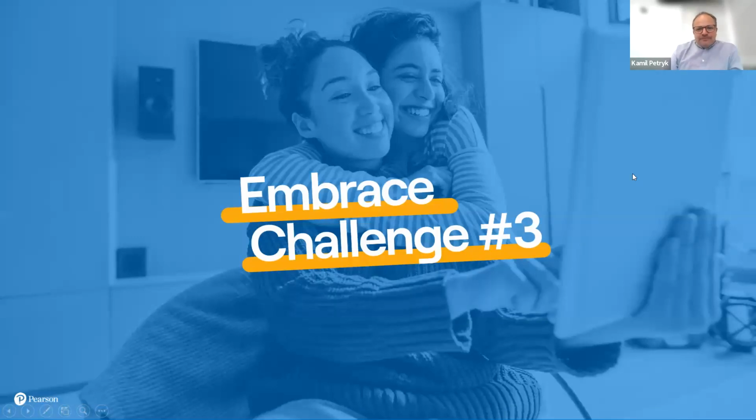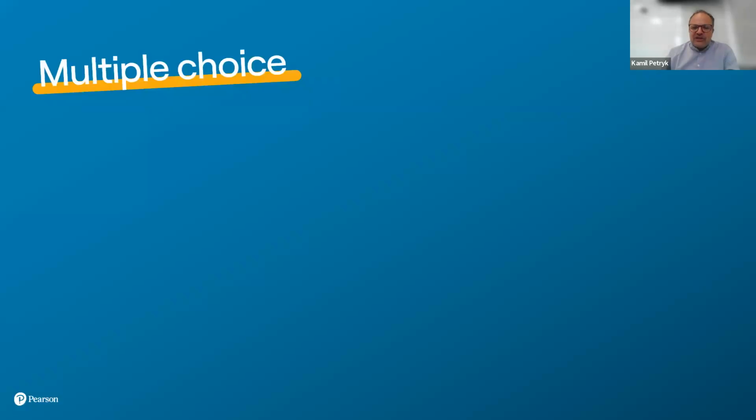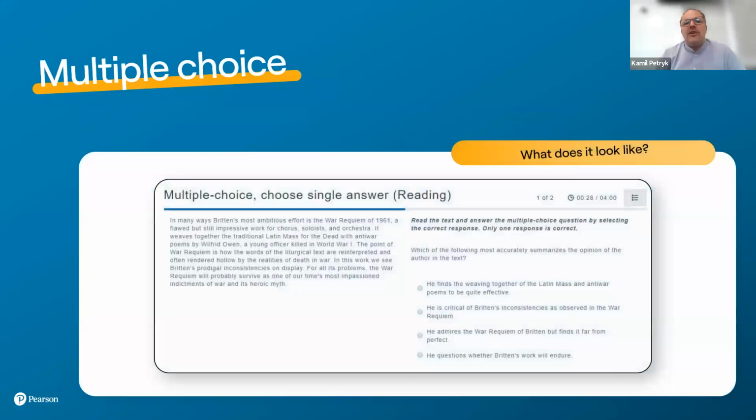Challenge number 3 that I mentioned at the beginning today. Students have to demonstrate a range of reading skills such as skimming, scanning, reading for gist, identifying writer's purpose. These are the skills especially necessary for tasks that are called multiple choice. As those of you who have been working with PTE Academic a lot know perfectly well, there are 2 multiple choice tasks in PTE Academic Part 2 reading.